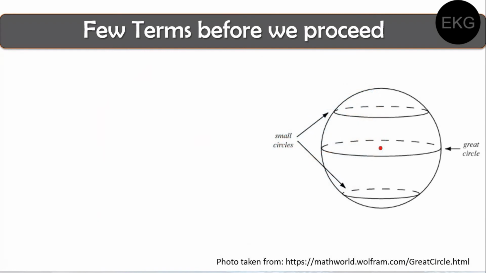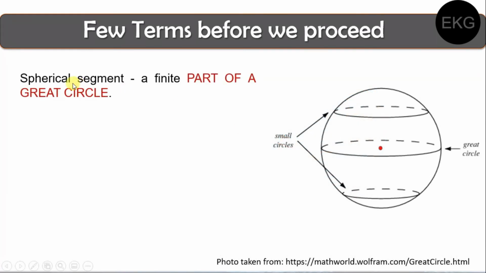Okay? Now, according to the definition, a spherical segment is a finite part of a great circle. Okay, to illustrate this definition, let's say for example, we have this great circle, ito nasa gitna. Let's say for example, within this great circle, we have 2 points. Point A and another point B. Okay? If we interconnect these 2 points together, okay, this is now what we call a spherical segment. Okay? A finite part of a great circle.